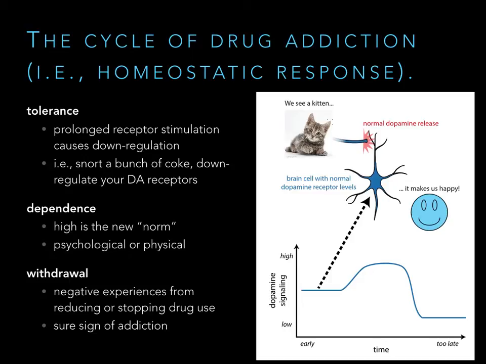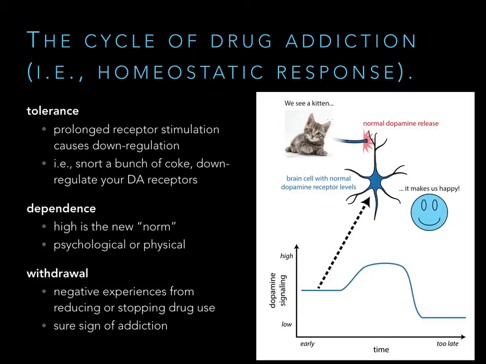So let's see this very basic example here. The plot on the bottom is showing you dopamine signaling over time. All right, dopamine is very important. That's what determines our reward, what makes us happy, if you will. We got ourselves a blue neuron there that's going to respond to dopamine and make us happy. All right, this is a neuron, let's say, in the nucleus accumbens or something like that. We'll talk about that in just a moment.